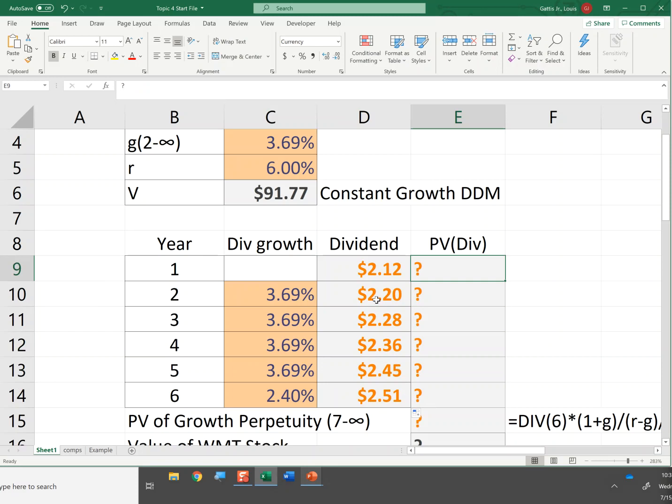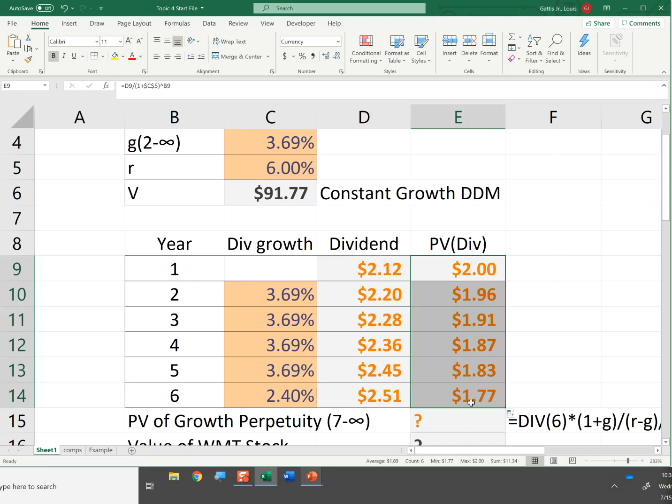And then I'll take the present value of the next 6 years of dividends. So I'll take 2.12 divided by 1 plus my discount rate. I'll anchor that, raised to the year's power. So how much would I pay for 2.12 a year from now? I'd pay $2. Copy that down. So if I sum this up, this would be the value of Walmart accounting for the next 6 years of dividends.